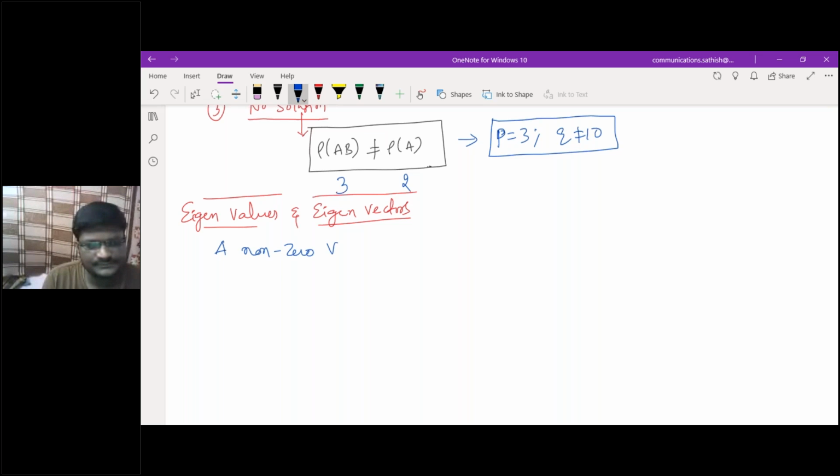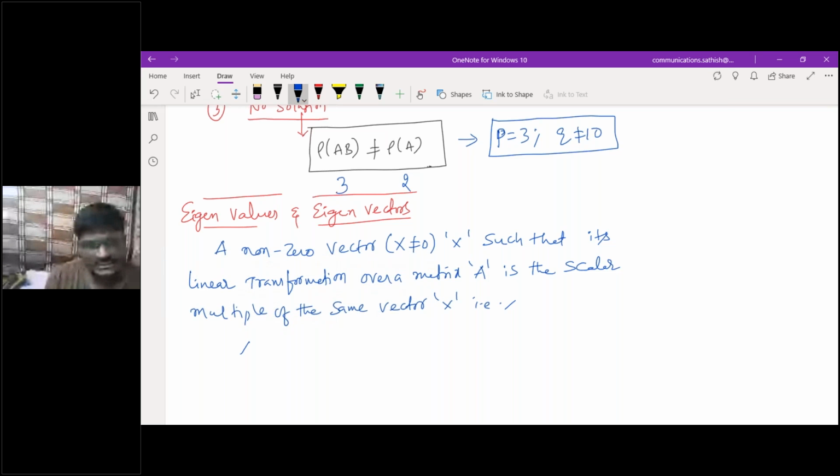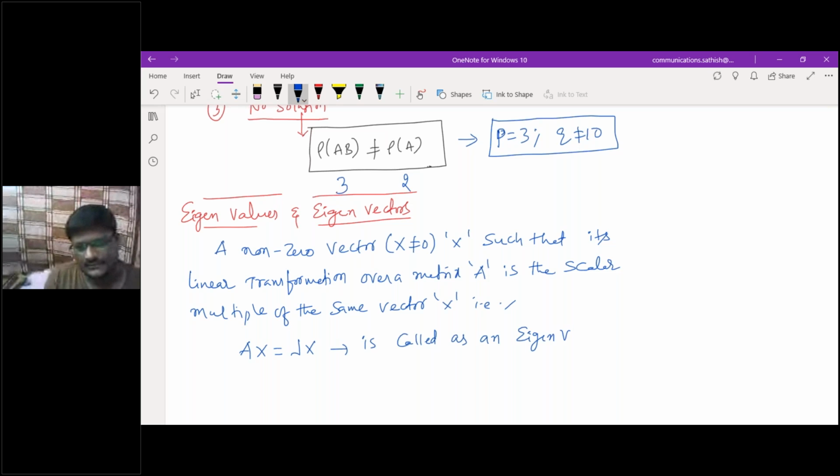A non-zero vector, that is x is not equivalent to 0, such that its linear transformation over a matrix capital A is a scalar multiple of the same vector x, that is Ax is equivalent to lambda x, is called an eigenvector or the characteristic vector.